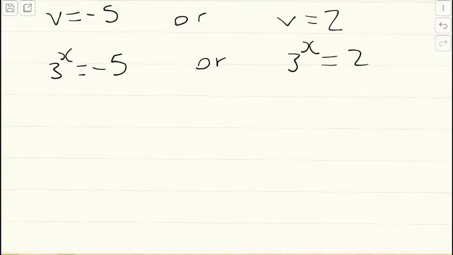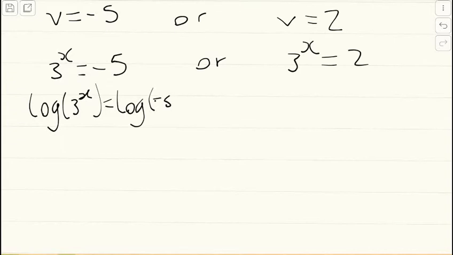Left hand side, if we take logs of both sides, we get that log of 3 to the x equals log of minus 5. Again, we run into the similar problem of logs cannot take negative numbers, and again we notice the exponential 3 to the power of x cannot be negative, so x, or you can put no real solutions. Okay, so we leave that one alone.